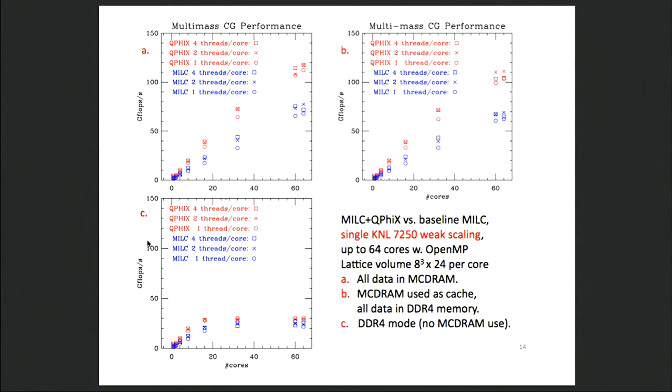This is a weak scaling with fixed problem size per call. And then the third graph is the DDR mode, which doesn't use MCDRAM.